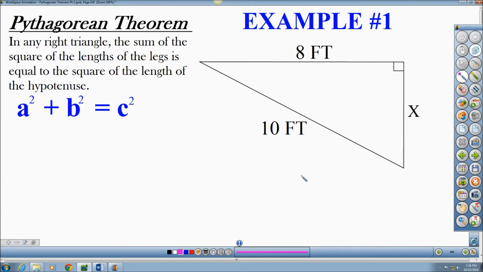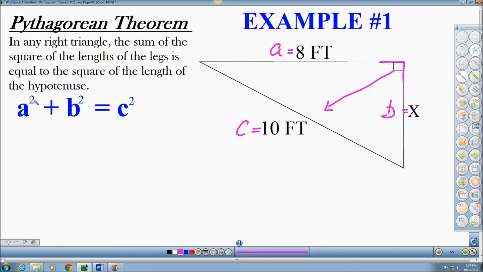Okay, in example 1, I have this side is 8 foot, this side is 10 foot, and this is x. It's missing. So we notice that one of my legs here that makes the 90 is missing. So side x is missing. Well, across from the 90, we always have side c, so I'm going to label this side c. And then, of course, it doesn't matter which one you label A and B. I'm going to go ahead and label this one A, and I will label this one B.